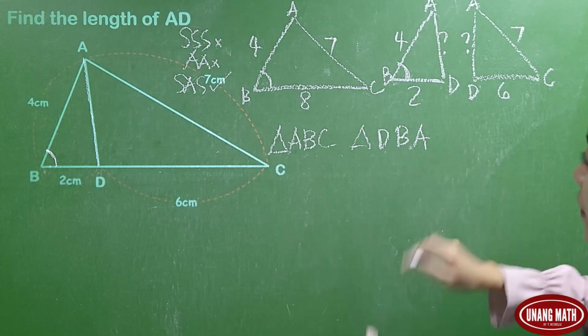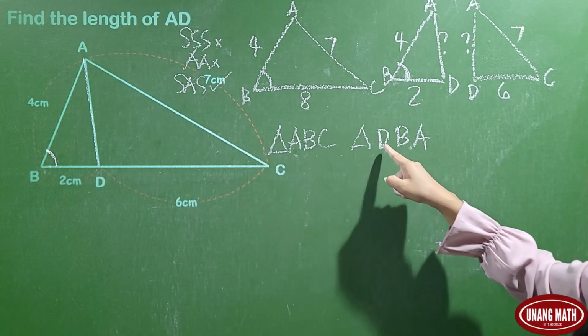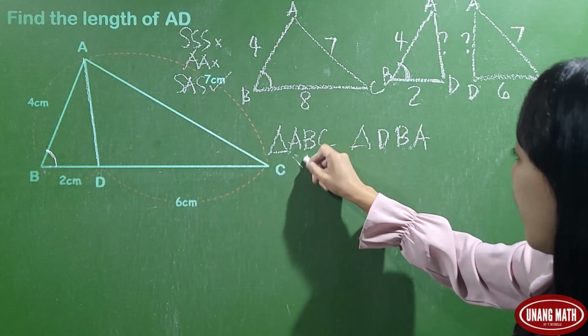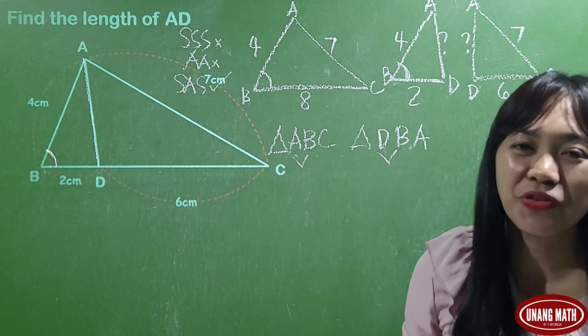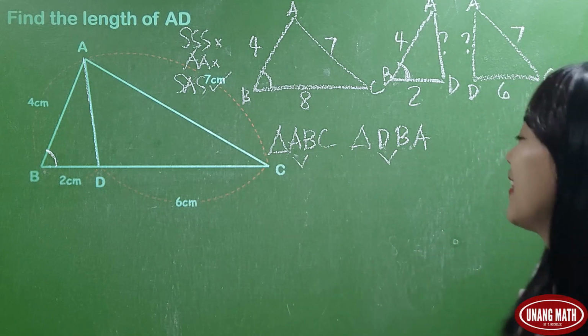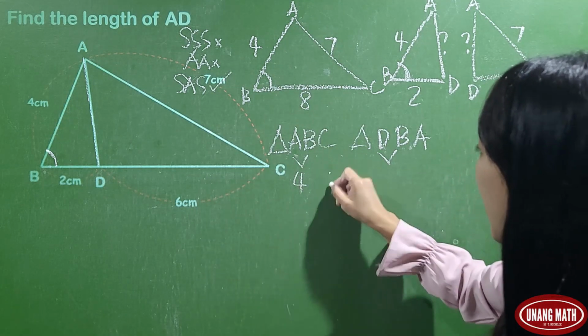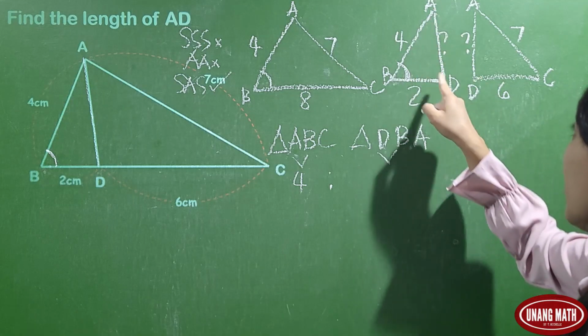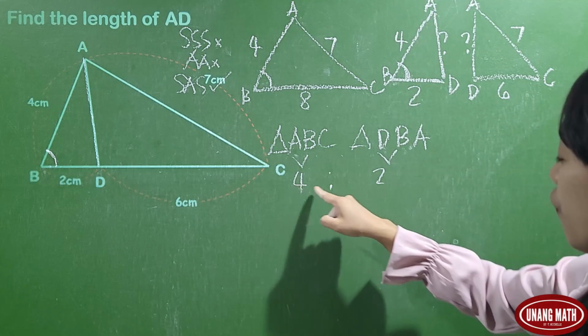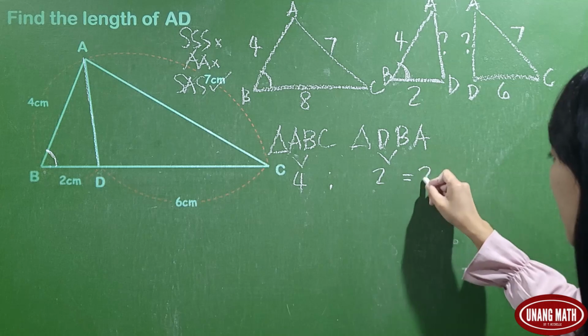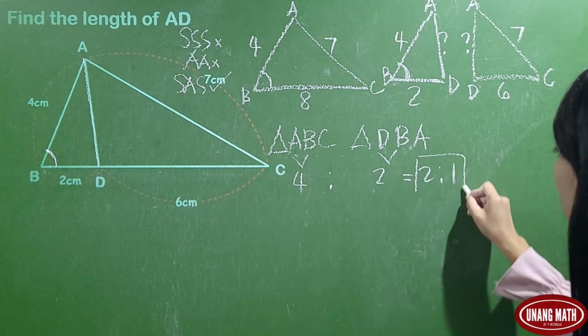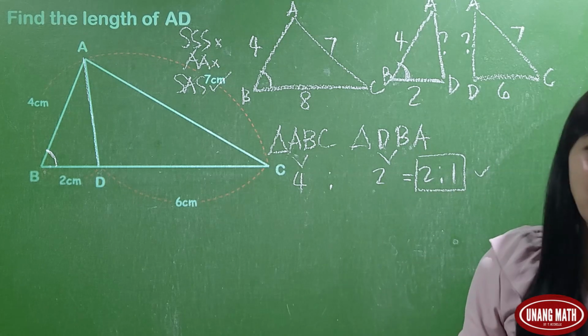Okay, now, AB, DB, let's find out the ratio of these corresponding sides. AB is 4 and DB here is 2. So 4 is to 2 and this is equal to 2 is to 1. So the ratio is 2 is to 1.